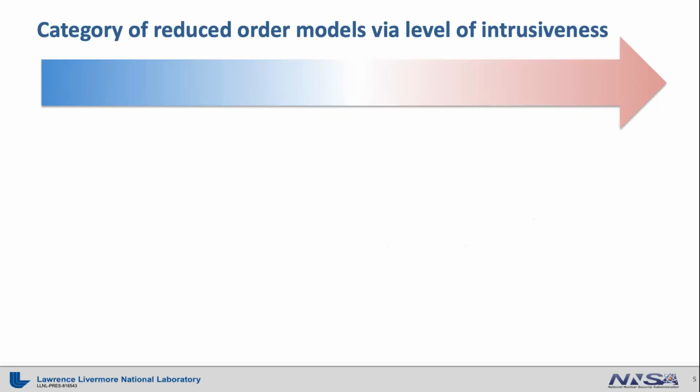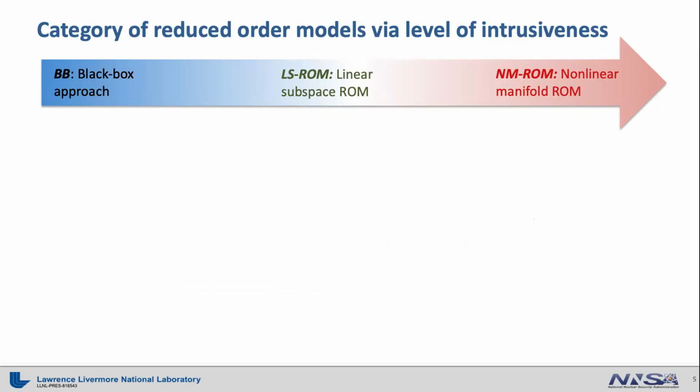All right, these reduced order models can be categorized by their level of intrusiveness. For example, the black box approach, denoted as BB, is the least intrusive method, requiring only data. Then we can think of a more intrusive method, which is the linear subspace reduced model, so-called LS-ROM, where the state fields are represented by a compact linear subspace. And an even more intrusive method is the nonlinear manifold reduced model, so-called NM-ROM, where the state fields are represented by a compact nonlinear manifold using a neural network.